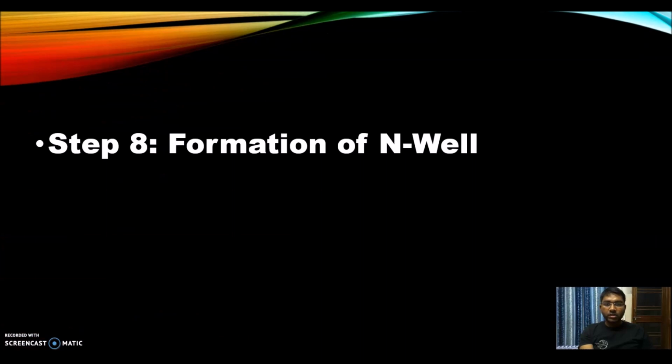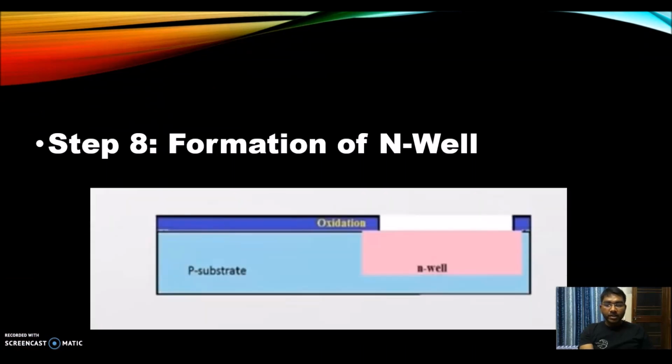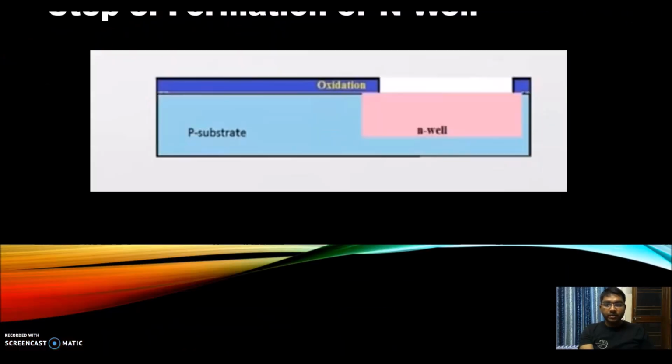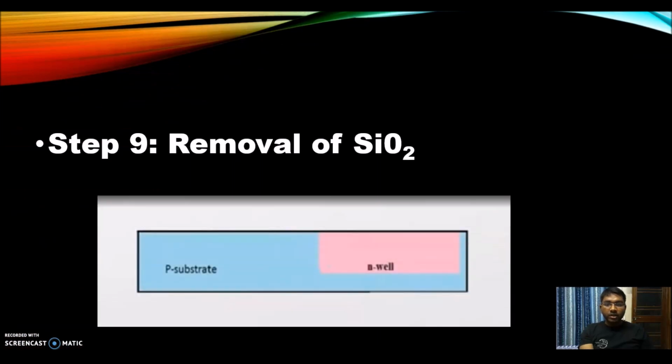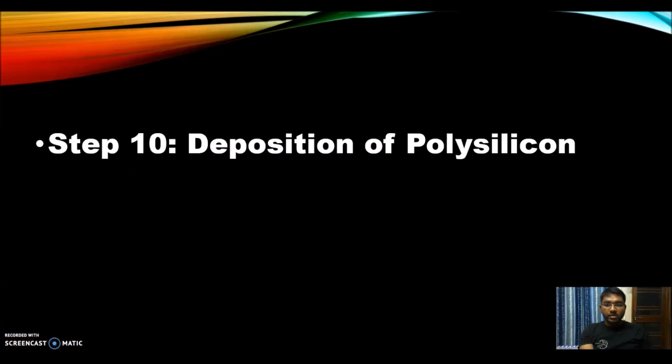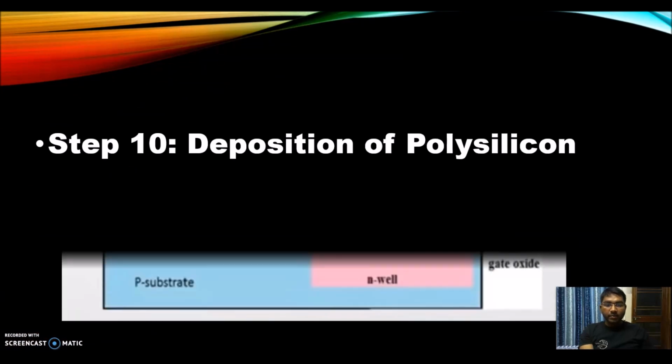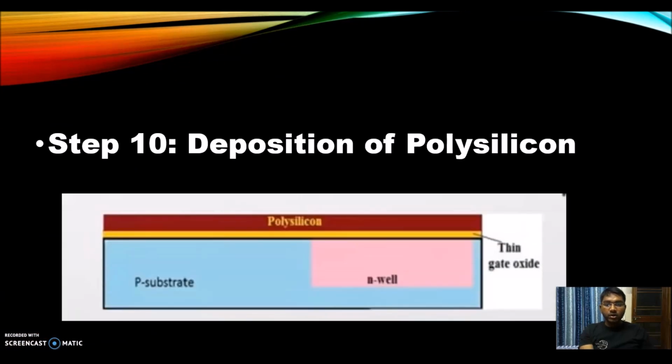Step 8, formation of N-well. By using ion implantation or diffusion process, the N-well is formed. Step 9 is removal of SiO2. Using hydrofluoric acid, the remaining SiO2 is removed. Next step is deposition of polysilicon. The chemical vapor deposition process is used to deposit a very thin layer of gate oxide.